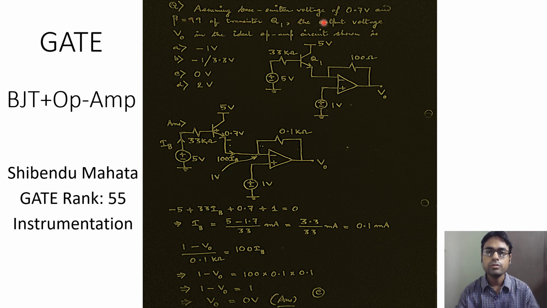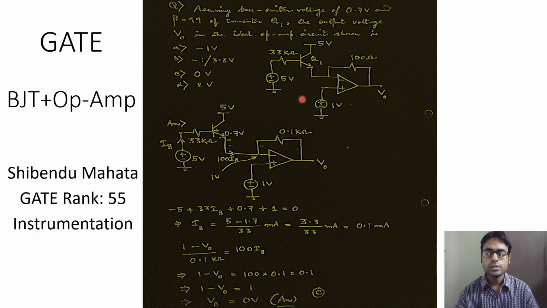Assuming base to emitter voltage of 0.7 volt and beta equal to 99 of transistor Q1, the output voltage V0 in the ideal op-amp circuit shown is: option A, negative 1 volt; option B, negative 1 by 3.3 volt; option C, 0 volt; and option D is 2 volt.